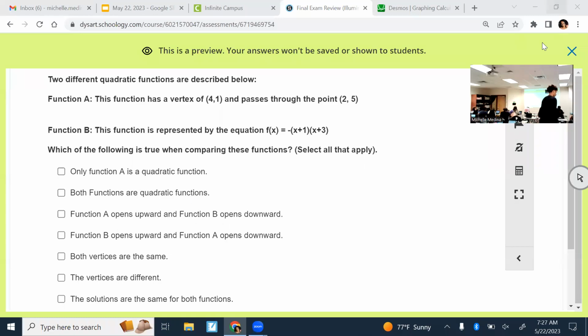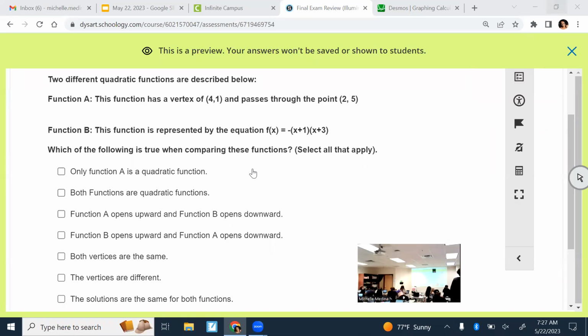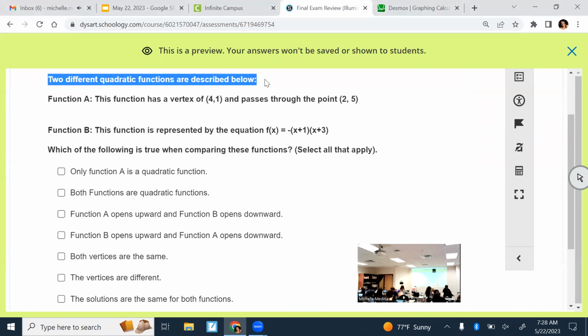So we're selecting all that apply, so you have to check every single one of them. And it says only function A is a quadratic function. Well, that doesn't really make sense because it says two different quadratic functions are described below. So we're not going to pick that one, right? Anyone disagree with me?